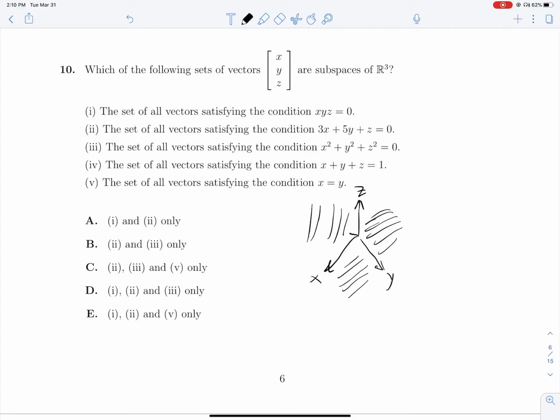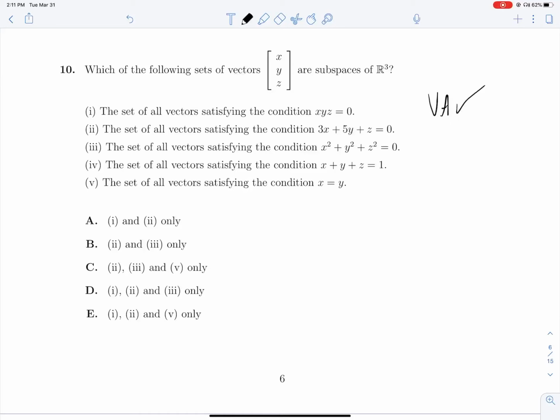And we see that if we have two vectors in different planes, if we add them together, they will kind of jump out of either of the planes, and they will have a non-zero value for all three components, and so we're not closed under vector addition. Because really what we're testing here is closure under vector addition, scalar multiplication, and inclusion of the 0 vector. So 1 does not work because it's not closed under vector addition.